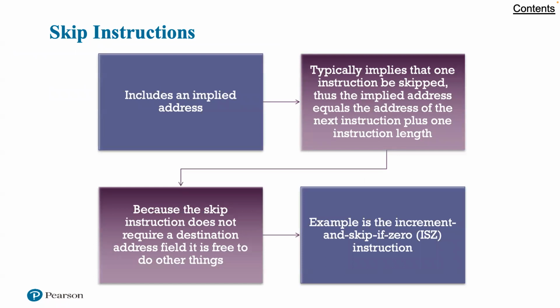Another form of transfer control instruction is a skip instruction. The skip instruction includes an implied address. Typically, the skip implies that one instruction be skipped, thus the implied address equals the address of the next instruction plus one instruction length. Because the skip instruction does not require a destination address field, it is free to do other things. A typical example is the increment and skip if 0, or ISZ, instruction.